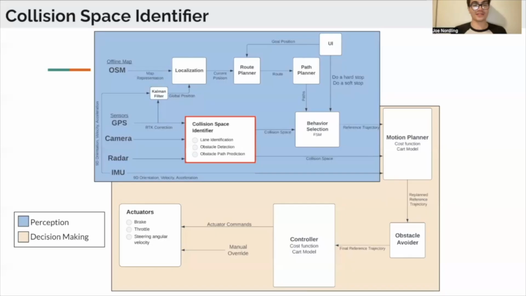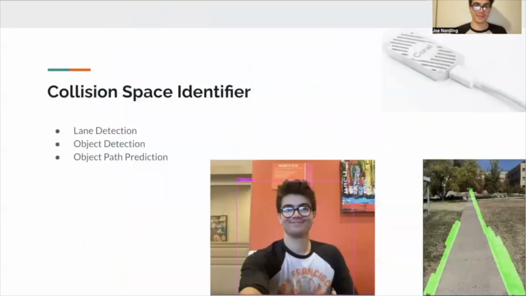Another important aspect of a self-driving golf cart is the collision space identifier. This module consists of 3 different attributes: lane identification, obstacle detection, and obstacle path prediction. Lane detection, as seen in the bottom right, is detecting where the path we are trying to drive on is within the video frame itself.